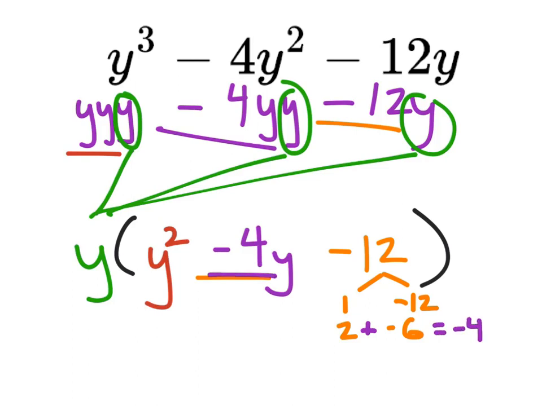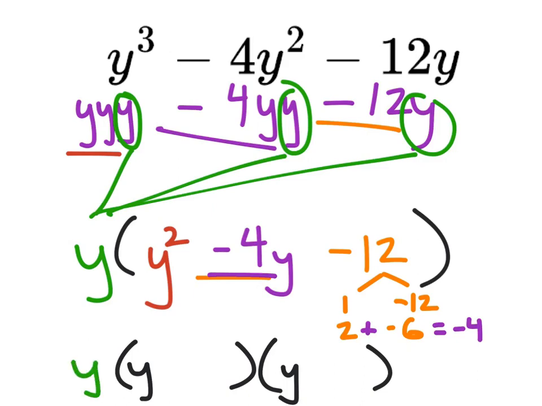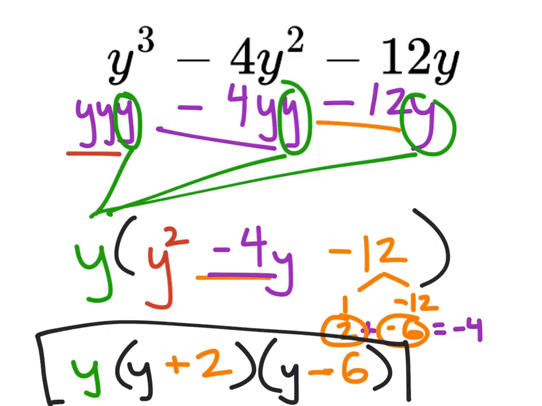So I know I can split this up into two separate binomials with the y's right there. And of course, we still have the green y out in front. I'm going to take these two factors: the positive 2 I'm going to show as plus 2, and the negative 6 I'm going to show as minus 6. Okay, so that factors out everything on this one.